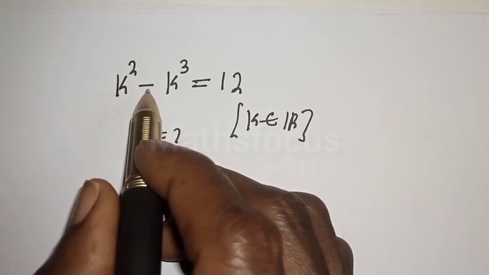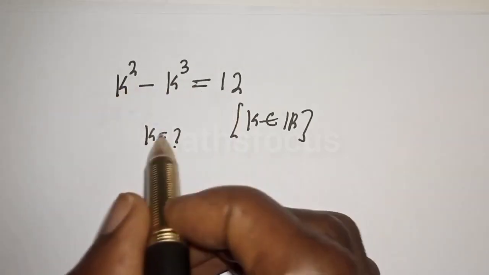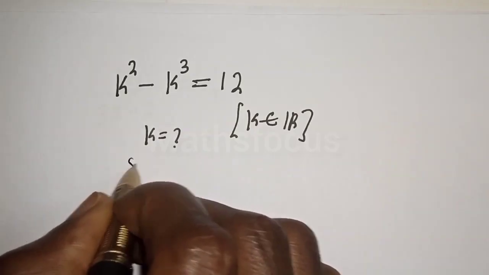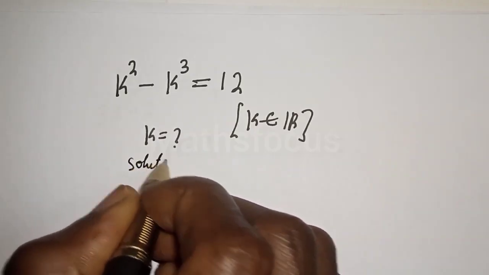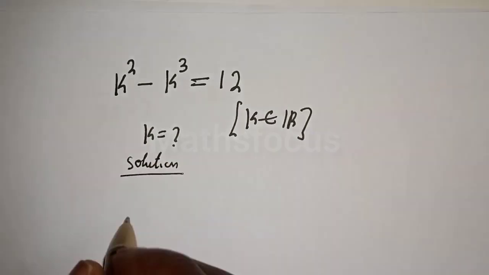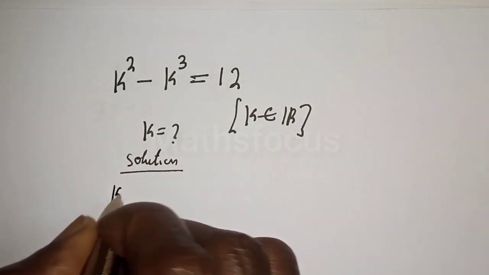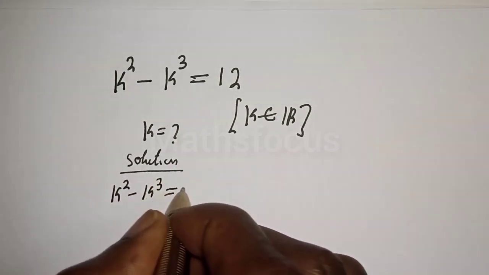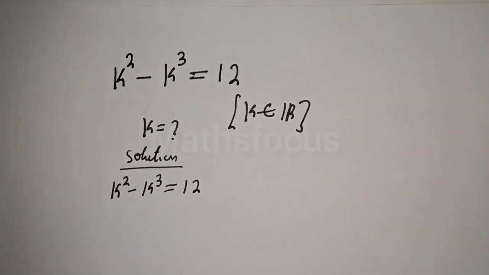k square minus k raised to power 3 is equal to 12. What is the value of k, where k is a member of real number? Solution. k square minus k raised to power 3 is equal to 12.